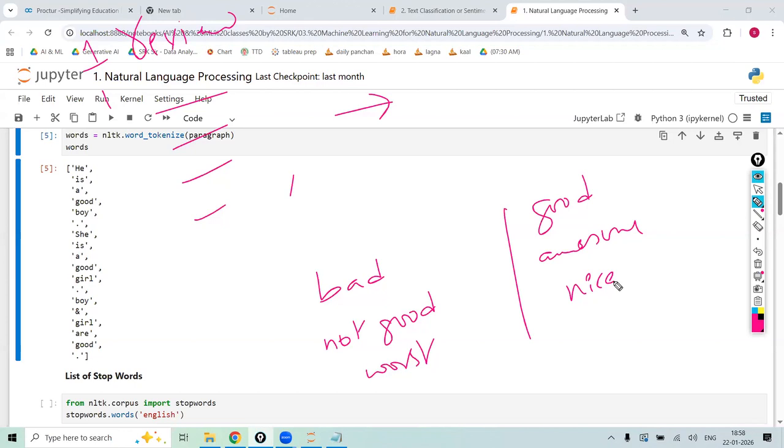What are the positive words? Who told you the positive words? Who told you the negative words? If you try to recollect, in our childhood, whenever we started the English classes, they told us this is a positive word, this is a negative word, and we got trained on that, right? Similarly, here also the same way, we just got trained. So some words. Now the same way, I'm going to give to the machine.